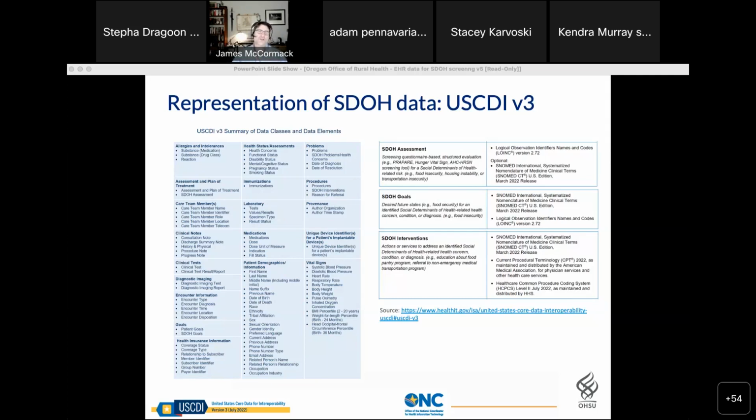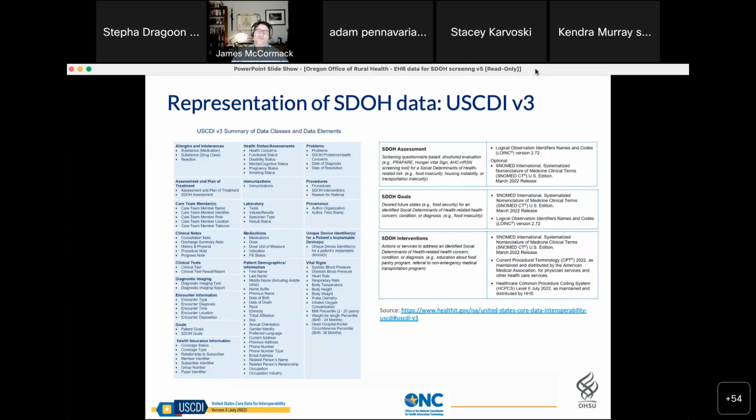So I'll talk about another initiative in just a moment, but USCDI is way ahead of the curve in including social determinants health elements. And so if you were to create an electronic health record from the ground up today and want to use a standardized data model, this is probably the one you would want to use.